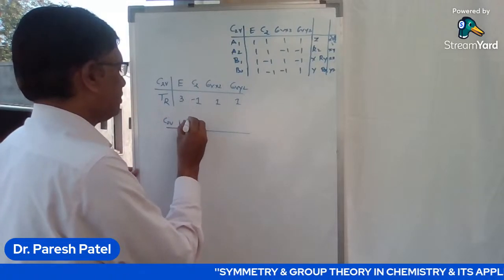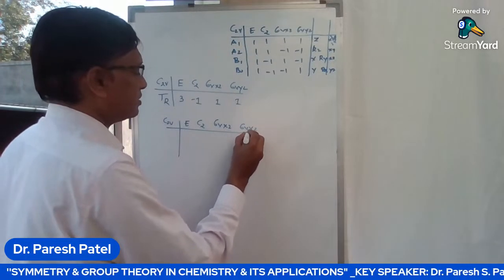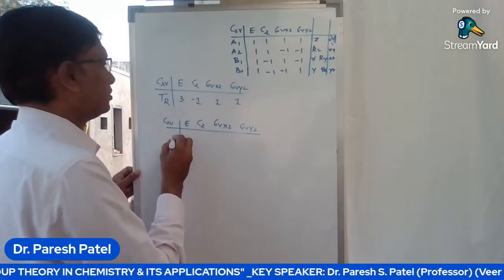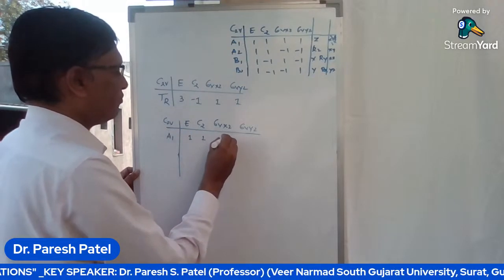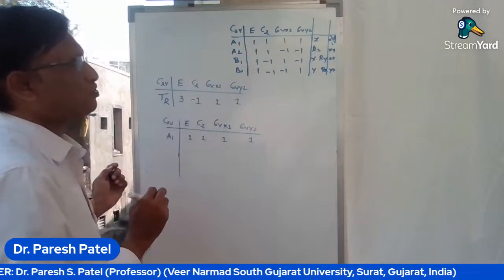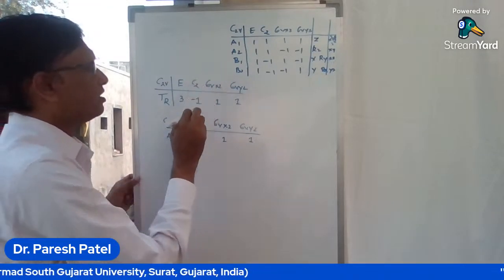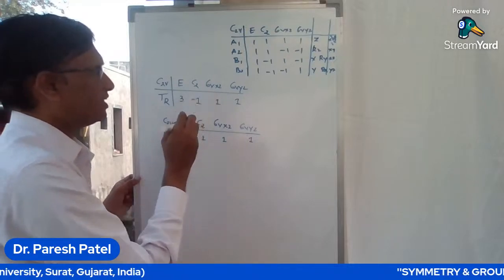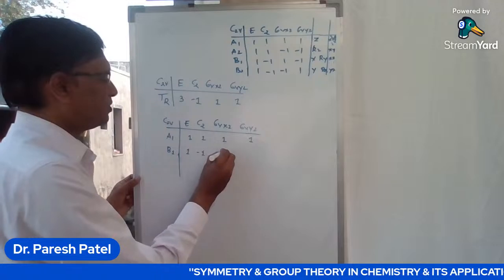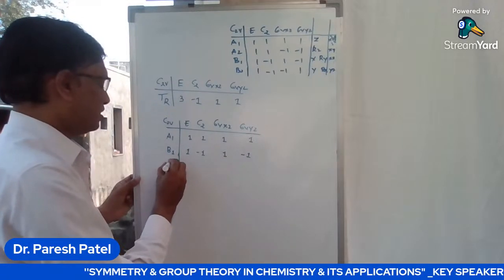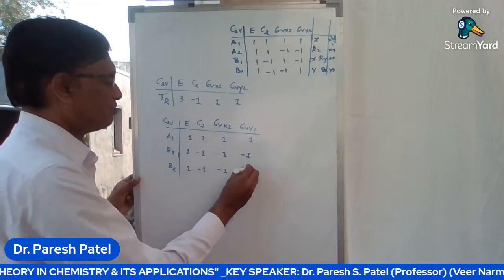C2v: E, C2, sigma v xz, sigma v yz. N1 is equal to 1, it means A1 one time. So 1, 1, 1, 1. A2: N2 is equal to 0, means there is no involvement of A2. Then B1: N3 is equal to 1, it means B1 1 minus 1, 1 minus 1. And N4 is equal to 1. So 1 minus 1 minus 1, 1.